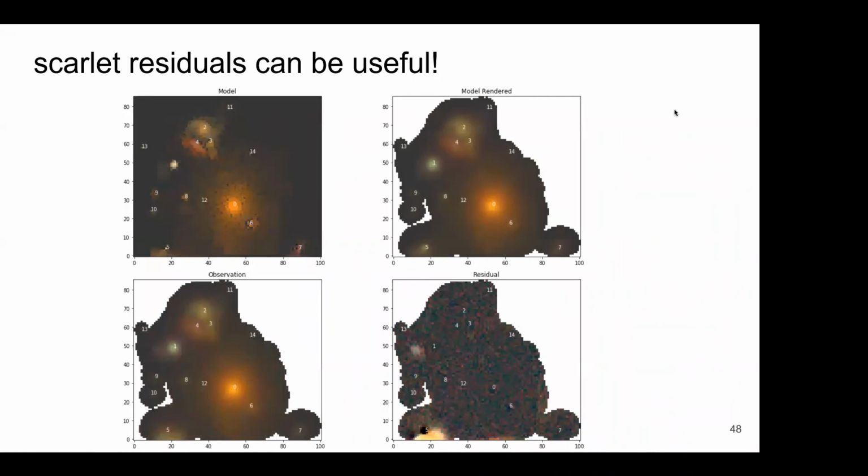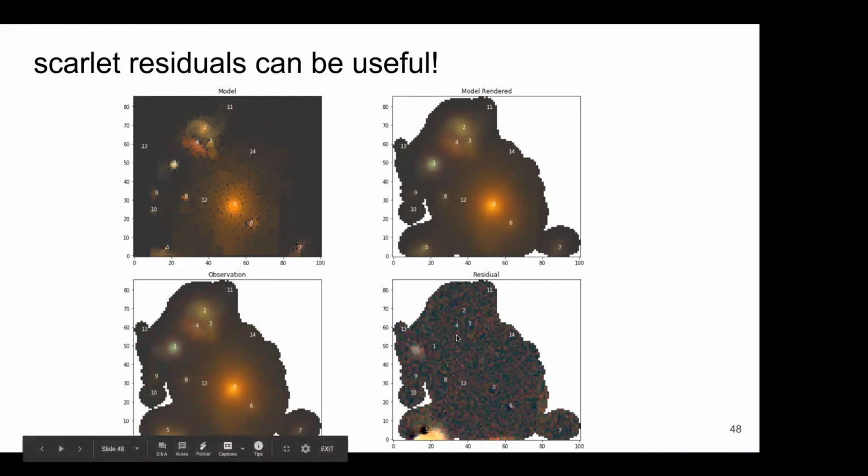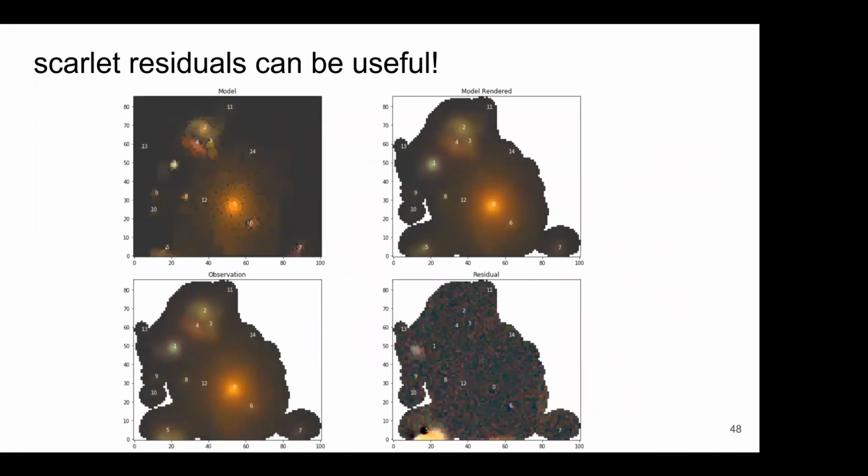And as I said before, the nice thing is Scarlet residuals can be useful, because now if we've done a good job modeling all the sources in the image, then we can go back, we can run detection on the residuals, and we can find things that we missed, right? So now Scarlet can perform more like a crowded field code, in that we can have this iterative procedure of detection and deblending.